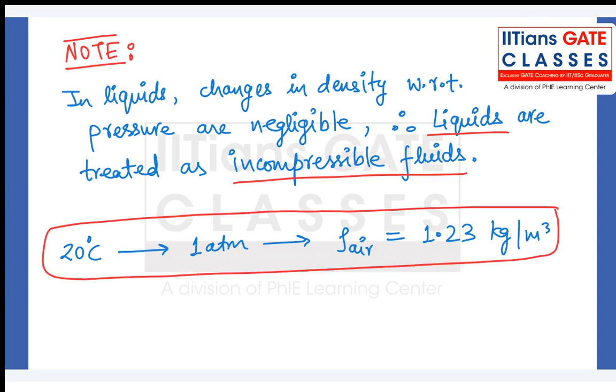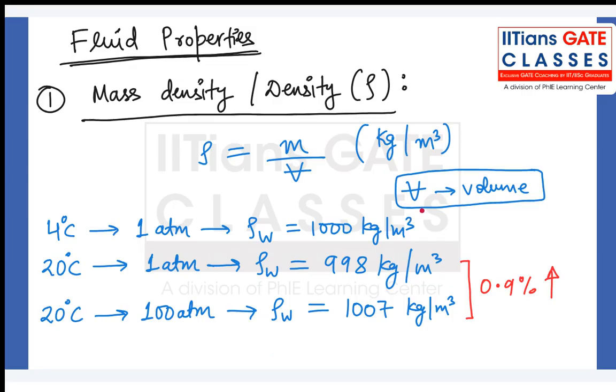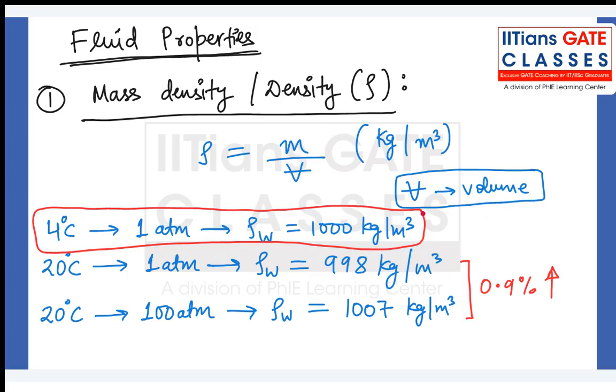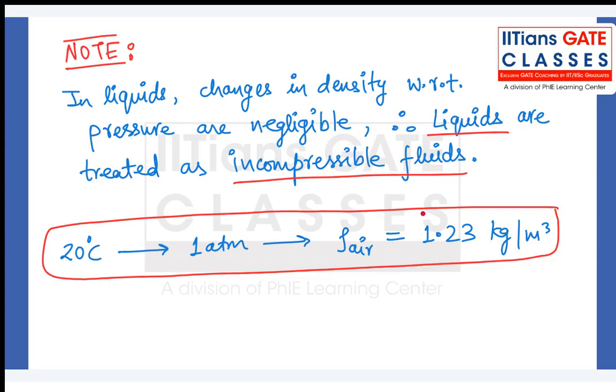Okay. And for water, you can remember this value, 1000 kg per meter cube, because density is not changing much. Liquids are incompressible. So just remember this one value, 1000 kg per meter cube. Wherever you require the density of water, just put 1000 kg per meter cube. Okay, no need to remember 998, 1007 and those things. Clear? Okay.